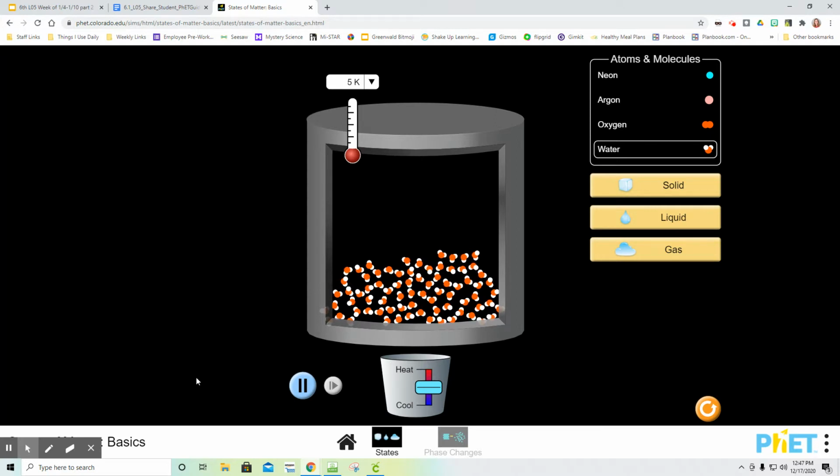They're much, much slower. They've formed a kind of a solid shape. They are really close together. They are still wiggling and vibrating, but in place. They're not slipping and sliding past one another anymore.